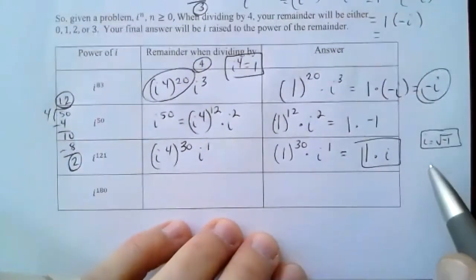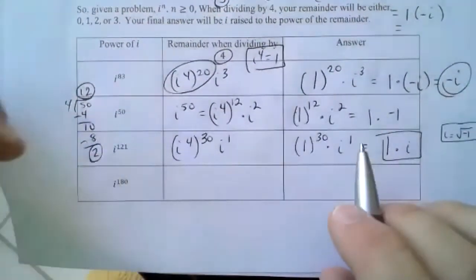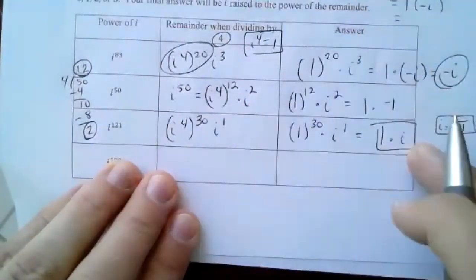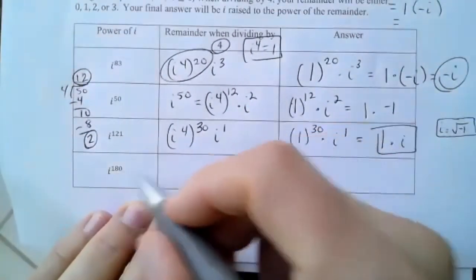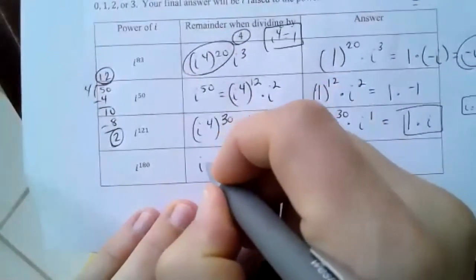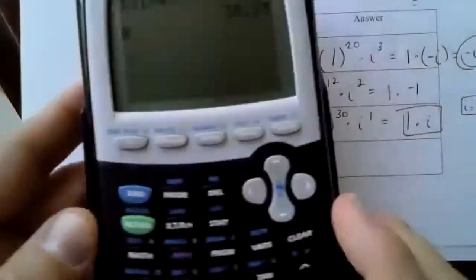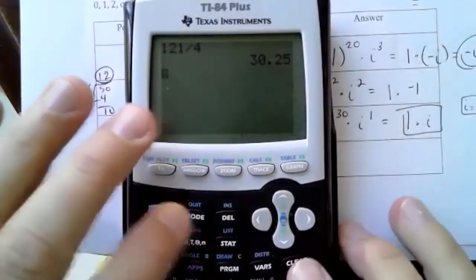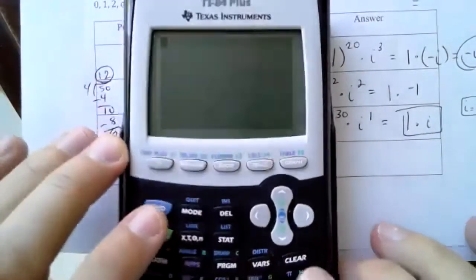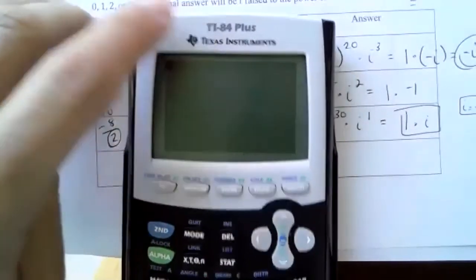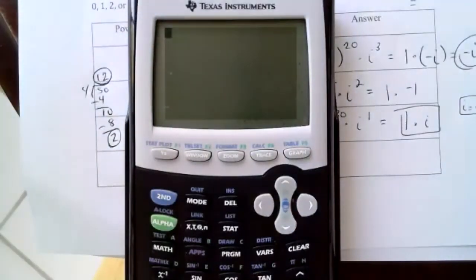Okay, all right, so now let's go back and you can all probably figure out what to do next, okay? So we've got 180. We're going to figure out how many i to the fourth go into 180. Take out your calculator, all right? And I want you to press second mode clear. If you have this kind of calculator, always push second mode clear first. This is a TI-84.